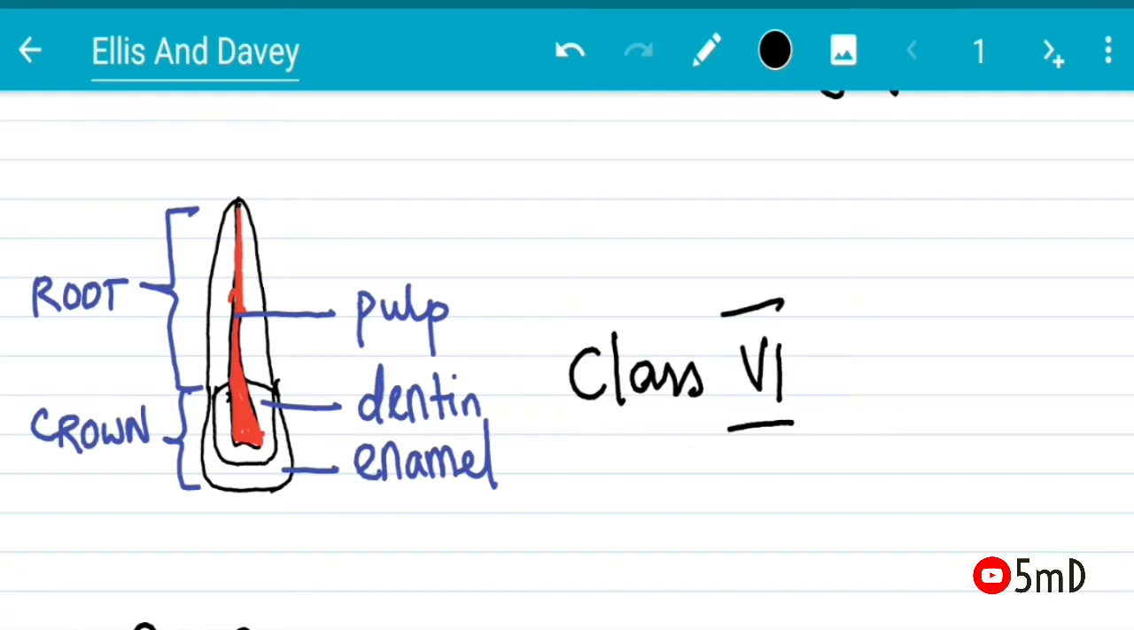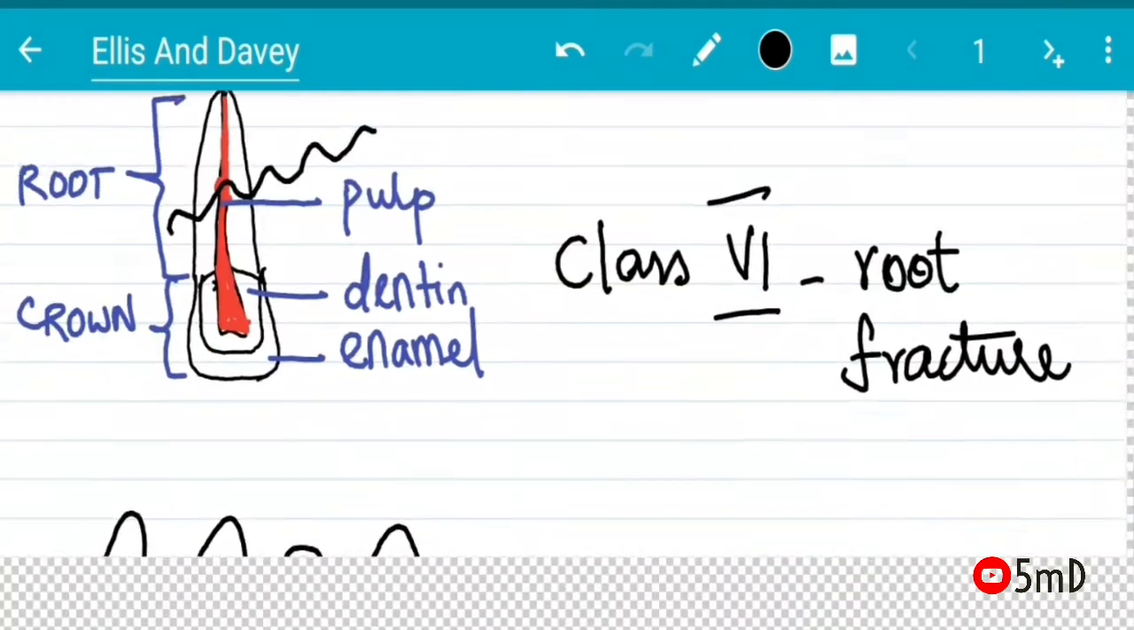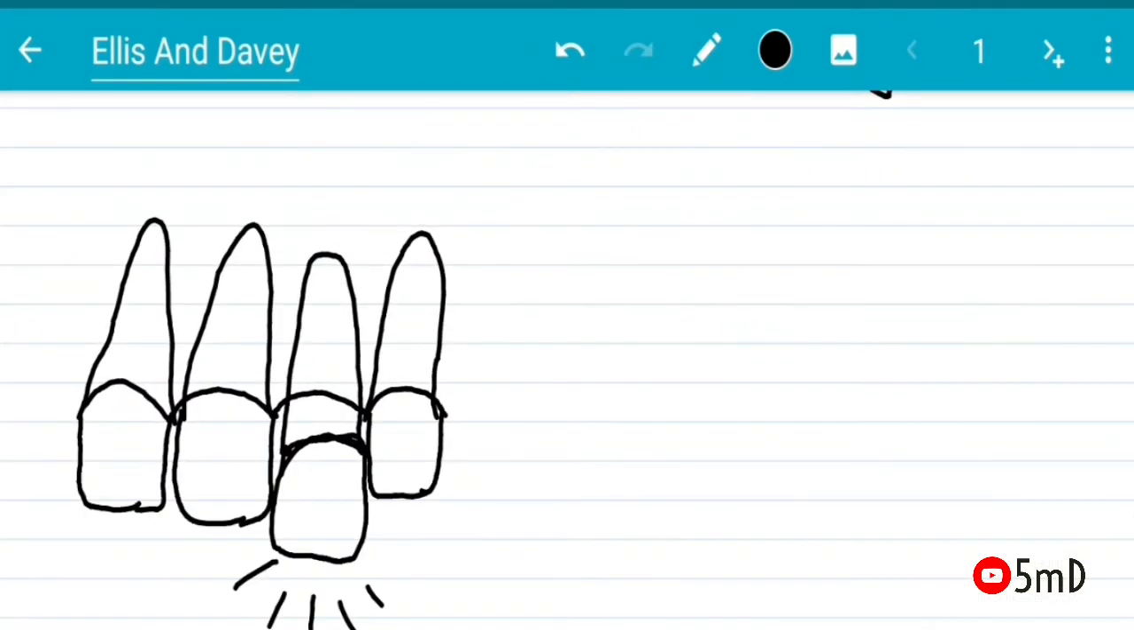What is class 6? In class 6, there is no fracture of crown, but only root is involved. Root fracture without involvement of crown structure forms class 6 of Ellis and Davey.